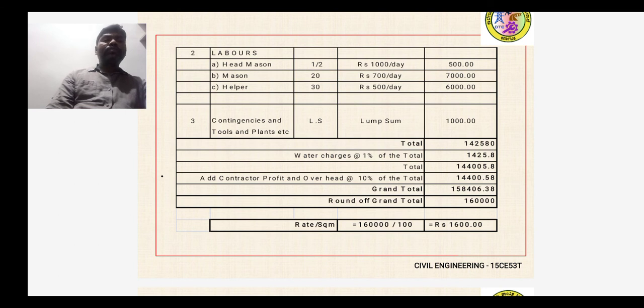Grand total 1,58,406.38. We rounded off to 1,60,000. Rate per square meter: 1,60,000 divided by 100, 1600 rupees per square meter.